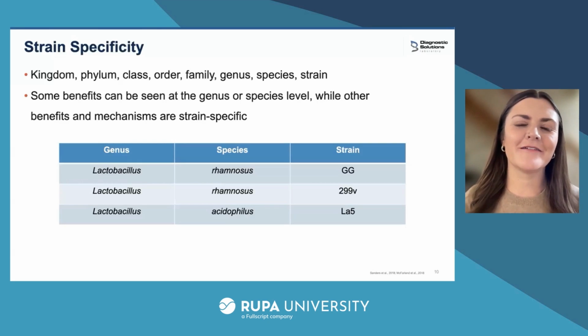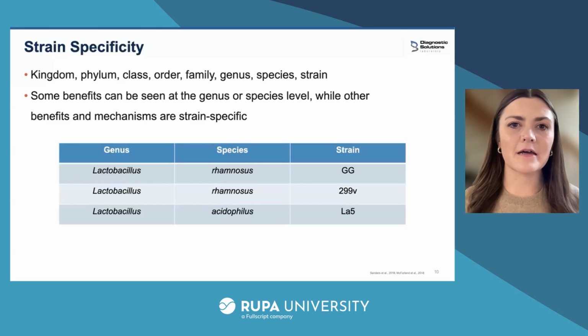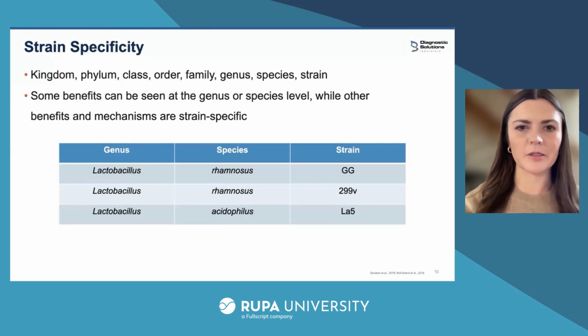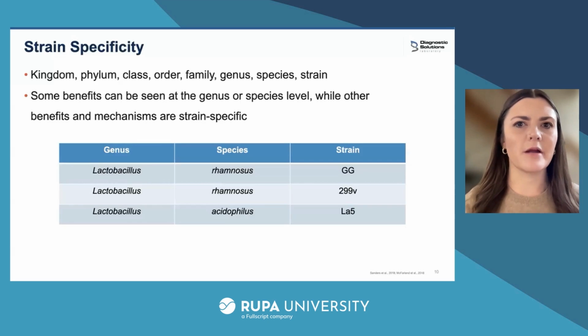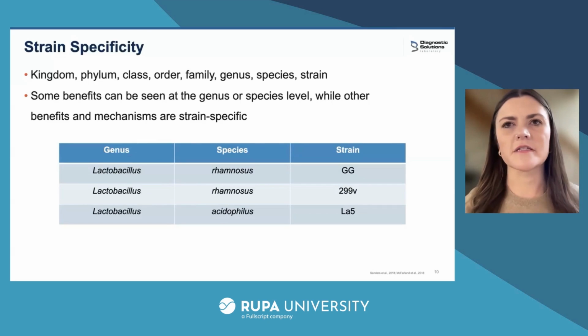We can look at class, order, family, genus. So, in terms of probiotics, some examples at the genus level are Lactobacillus and Bifidobacterium. And some characteristics of probiotics are shared at that genus level. Then we move down to species. So, examples here, I have a couple on the slide. Lactobacillus rhamnosus versus Lactobacillus acidophilus, two different species. And again, some characteristics are shared at the species level.